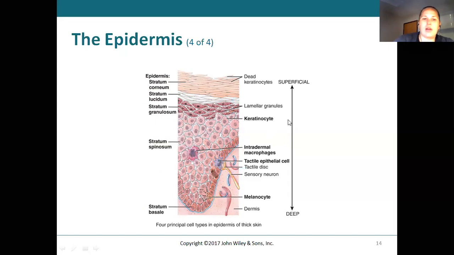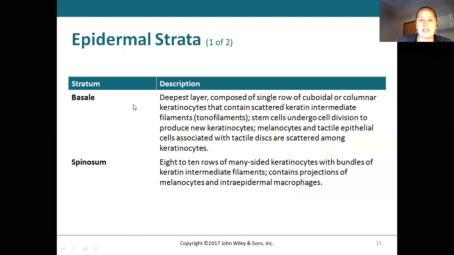Okay, so the epidermal strata, this is just a really nice synopsis. Basically, if you'd like to see a written form of what we talked about in that first slide. So again, the basal layer, deepest layer, you've got stem cells undergoing cell division, producing those new keratinocytes and replacing the ones that are being sloughed off on the outermost layer. Melanocytes and epithelial cells are present there, the tactile epithelial cells.